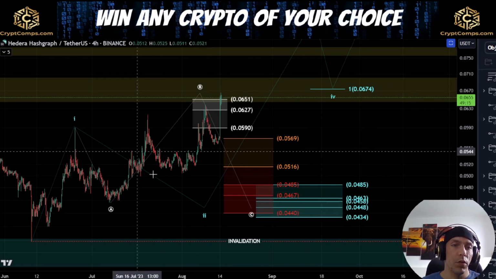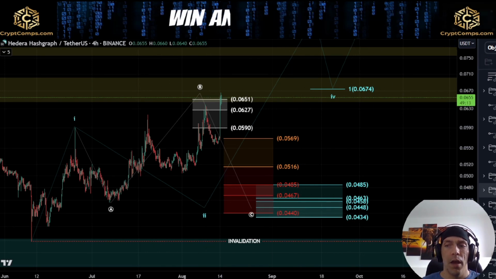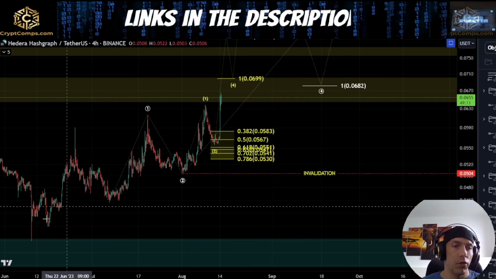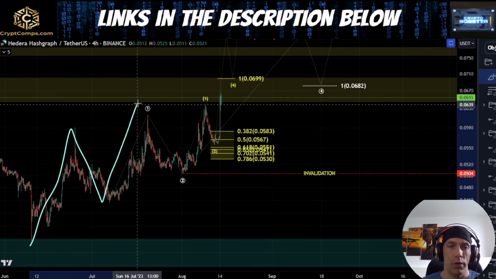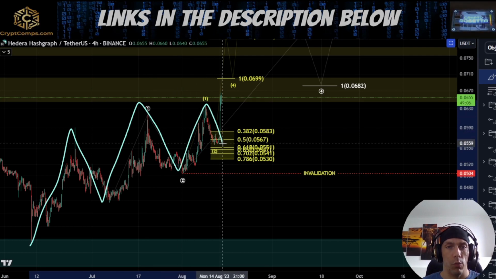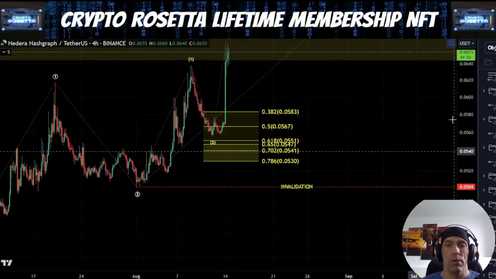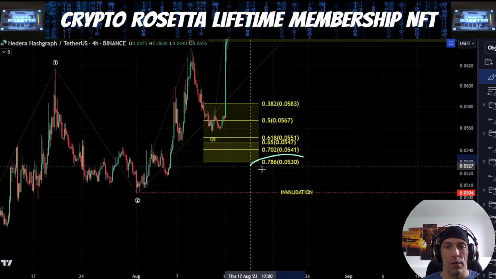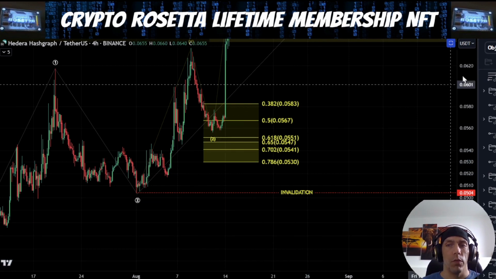Now it is always possible this is extending out directly here, and what we could also argue is that within this structure we have this as 1-2, we have this as 1-2 here, and we have this as another 1-2. Now we were saying in the previous video, as long as we hold this 786 level, we could look for a reversal to the upside.